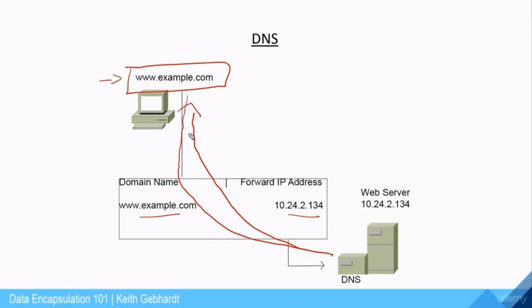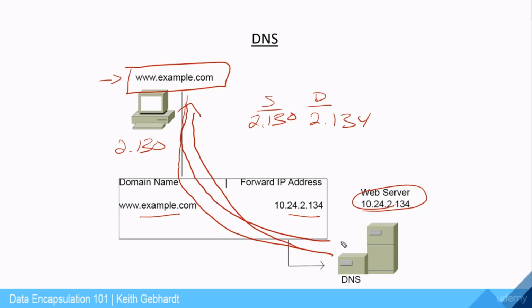Say the computer's IP address is 2.130. So his source IP address will be 2.130, and the destination IP address in this packet will now be what? 2.134, because that is where it needs to go. So the computer will then rebuild its packet information with the appropriate IP information and send it right back down to the web server. This is where that three-way handshake would take place, and then they can establish a connection together.